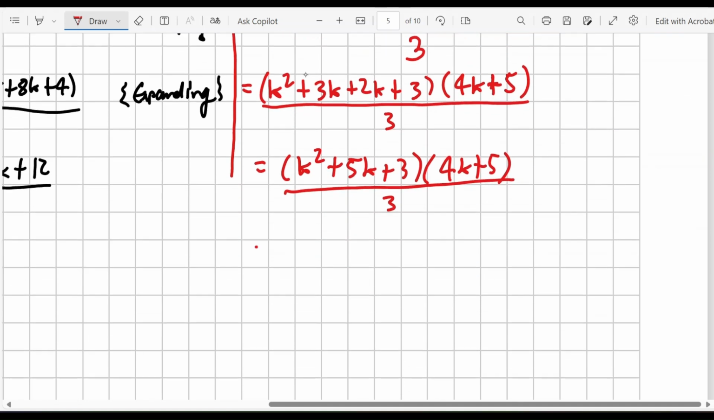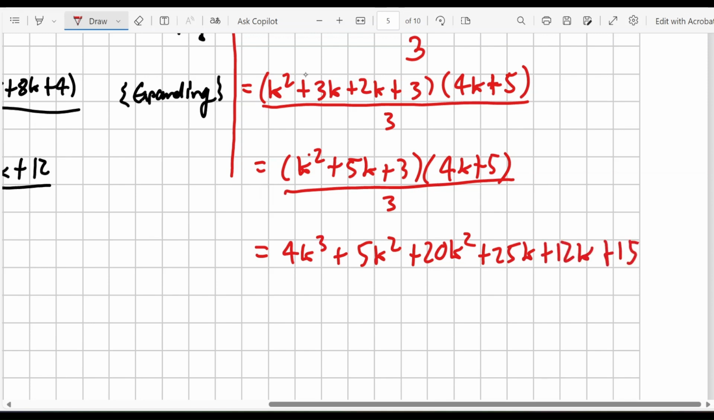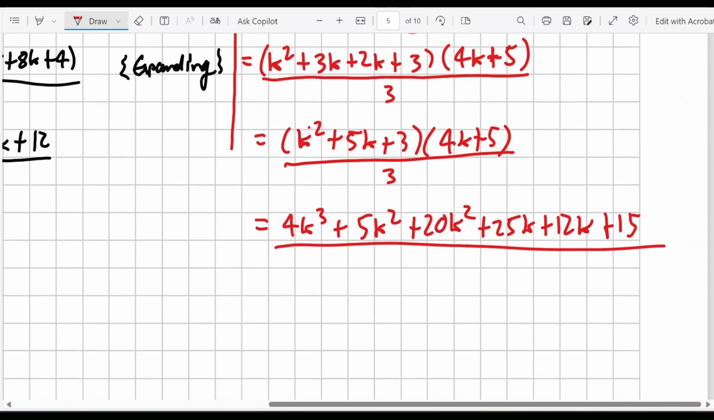All right, now let's FOIL this stuff out. So I get k squared with 4k. So that's going to give me 4k cubed. I get k squared and 5. I get 5k with 4k. I get 5k with 5. I get 3 with 4k. And I get 3 with 5. Wonderful stuff. All right. Let's see.